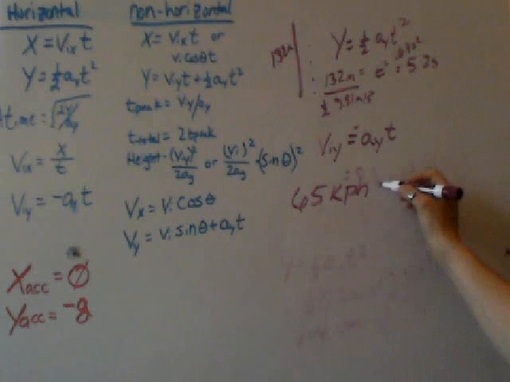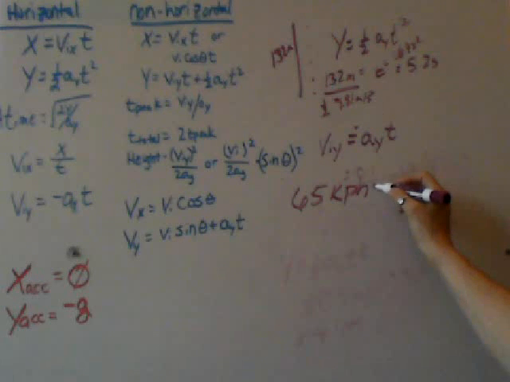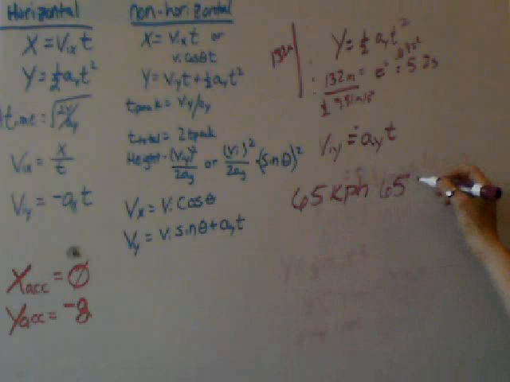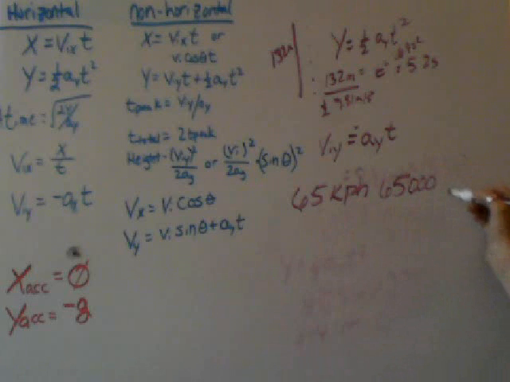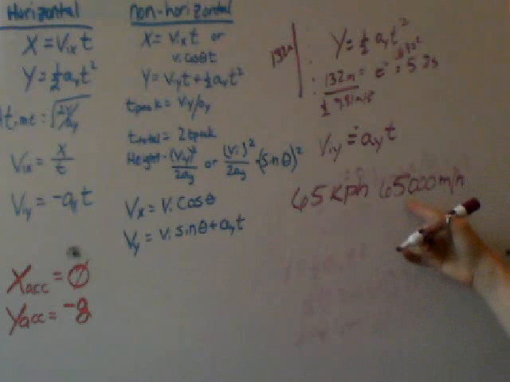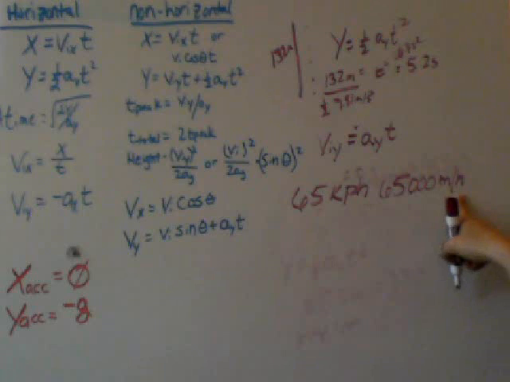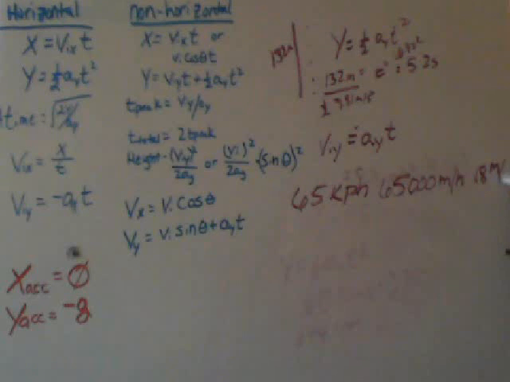We convert kilometers per hour to meters per hour, and we just multiply that by 1,000, and that would be meters per hour. And then if we want to convert it to meters per second, we know that there are 60 minutes in an hour and 60 seconds in every minute. And so we would divide this number by that, and we would end up with 18 meters per second that the Roadrunner is approaching the cliff.